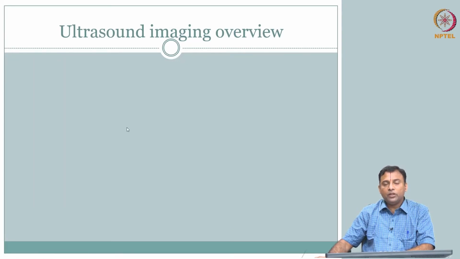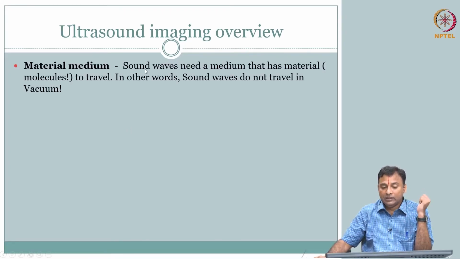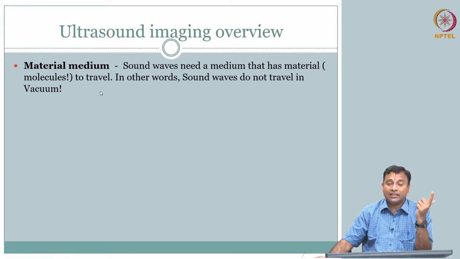The last part is the material medium: sound waves need a medium. This is important: the medium has to have material or molecules to travel through. This is one of the first differences from what we have covered so far, the electromagnetics-based modalities. Light and EM waves can travel in vacuum, whereas in ultrasound, the key difference is that the fundamental signal, your sound wave, cannot travel in vacuum. It needs a material medium to travel. That is the first take home message.